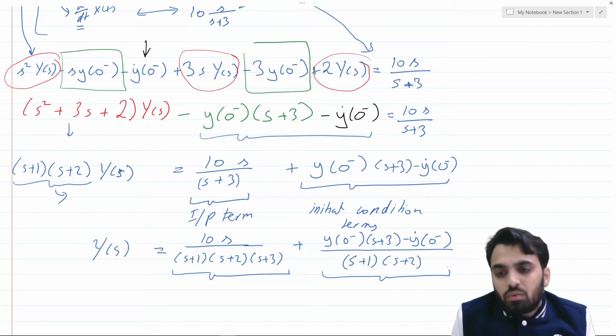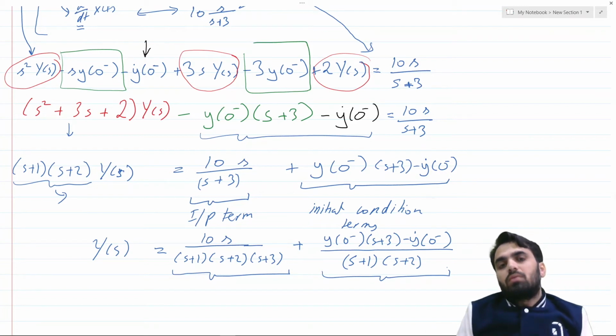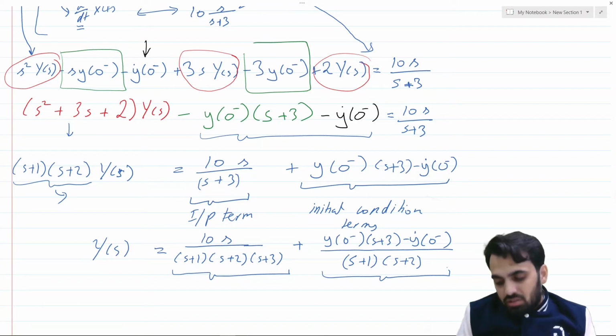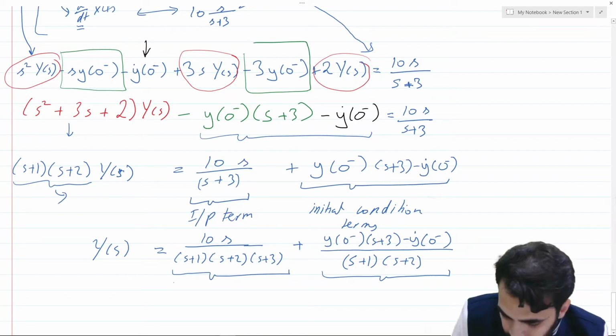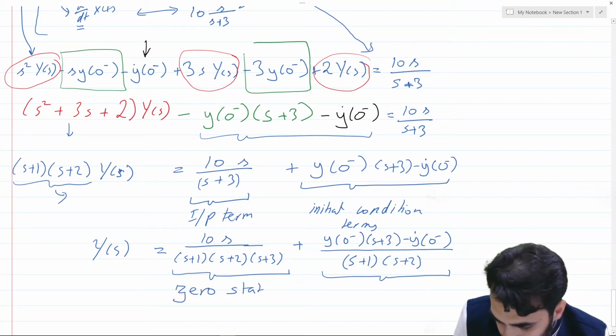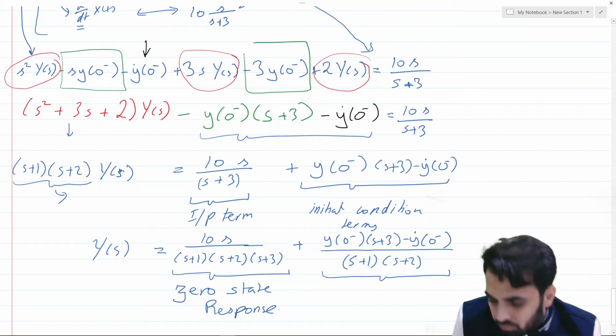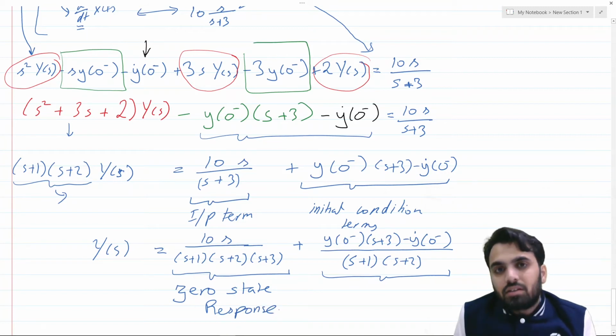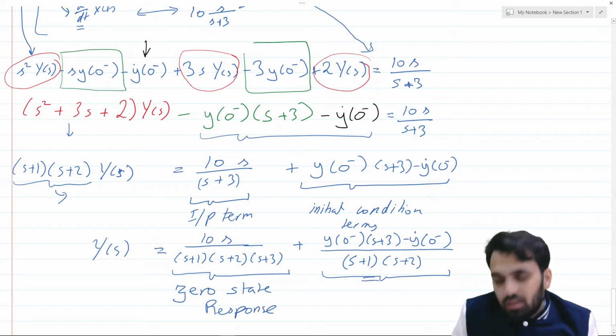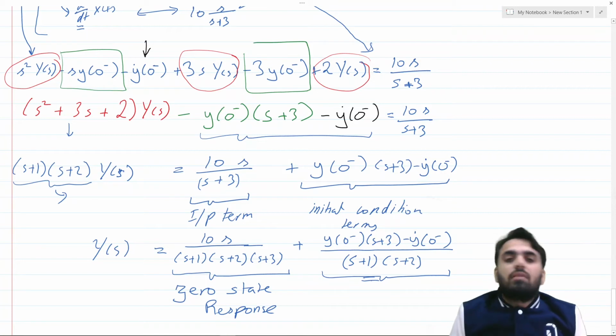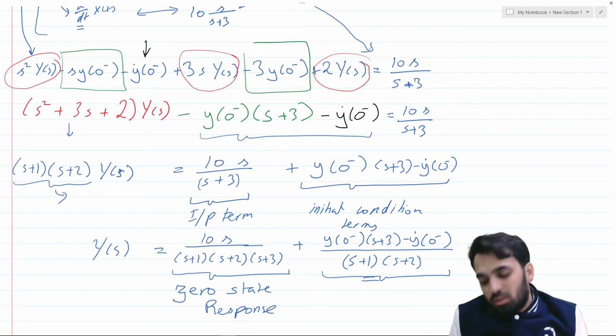So in the first term we do not have any role of initial conditions, that is, we do not have any role of the initial state. So this is something that we call the zero state response. While the second term, over here, does not have any role of the input, so we can term this the zero input response.